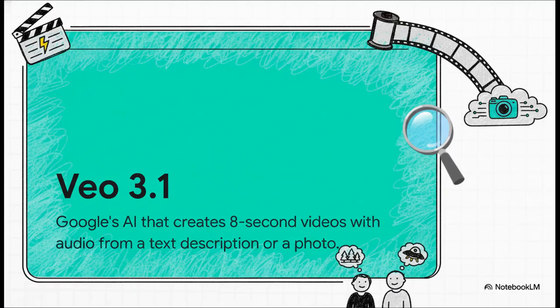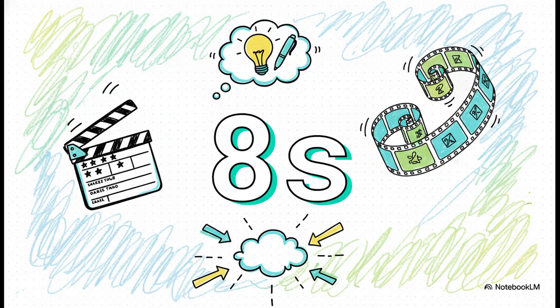So let's break it down. What exactly is Veo? Well, it's Google's latest AI model that generates high-quality video clips, complete with audio, from just a text description or even from a single photo. Now, here's a key detail you gotta know. Right now, we're talking about 8-second clips. And yeah, I know that might not sound like a ton of time, but for a single command, it's more than enough to create a whole, complete little scene. And you can bet that number is only gonna go up.